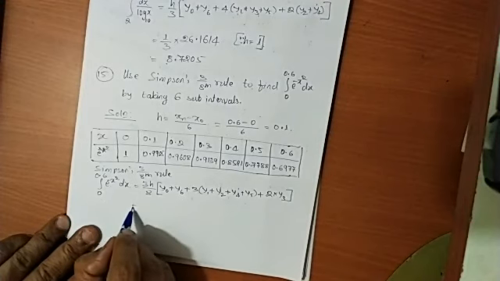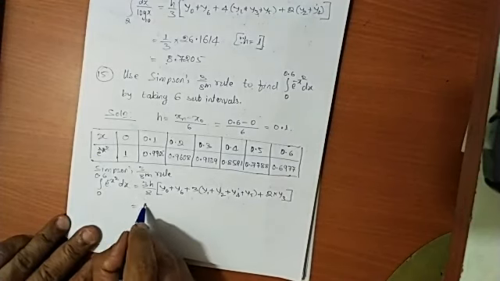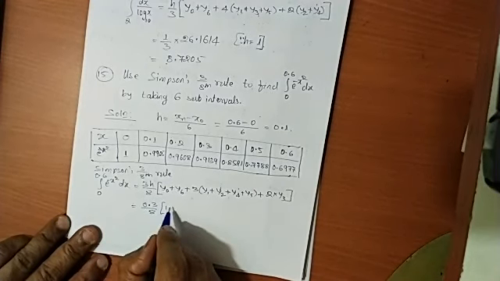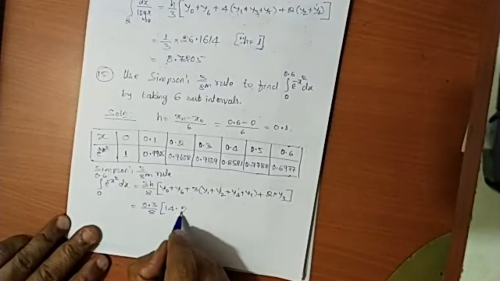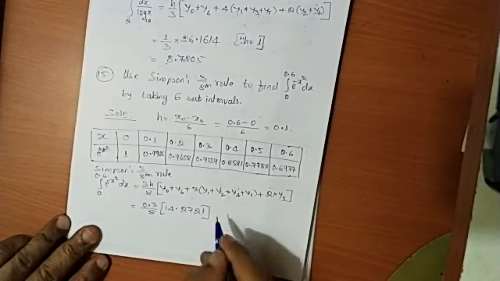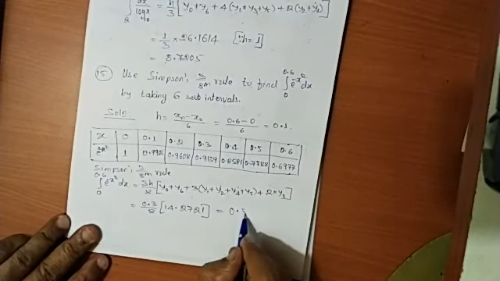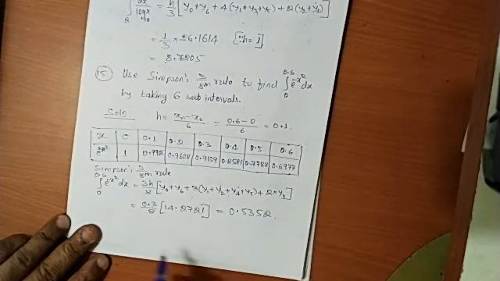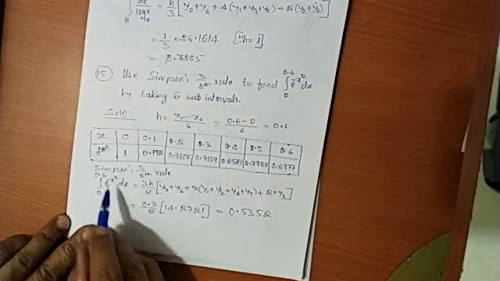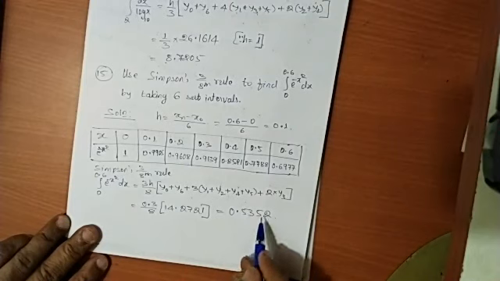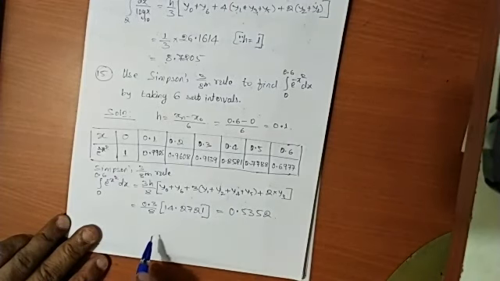So if I simplify this, I get 0.3 by 8 because h is 0.1 into my value, which will be 14.2721, or the final answer is 0.5352. So this is my integration of 0 to 0.6 e power minus x squared dx. So the answer is 0.5352. So this is Simpson's 3/8 rule.